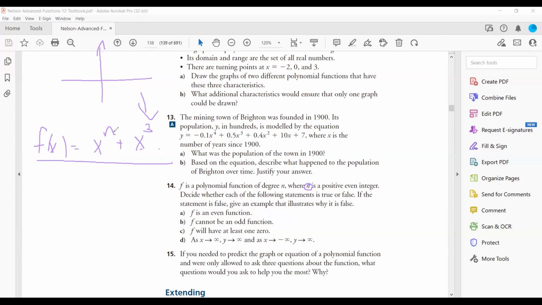Because here's an example where we have n, which is an even integer. So this is an even degree, but as soon as we have x to the third power or x to the fifth power, x to any odd power in this function, it will make this function neither even nor odd. Okay?